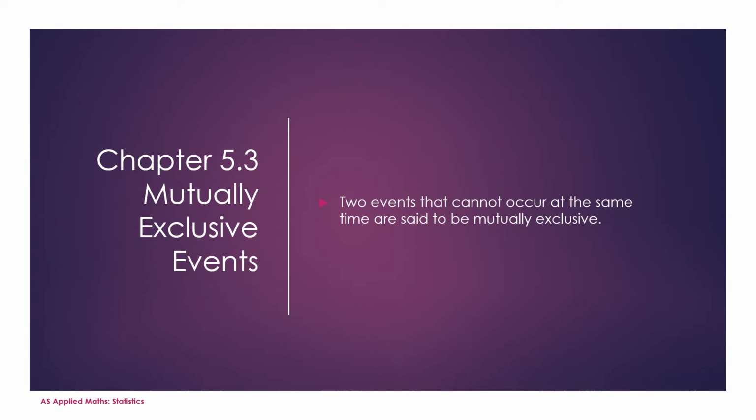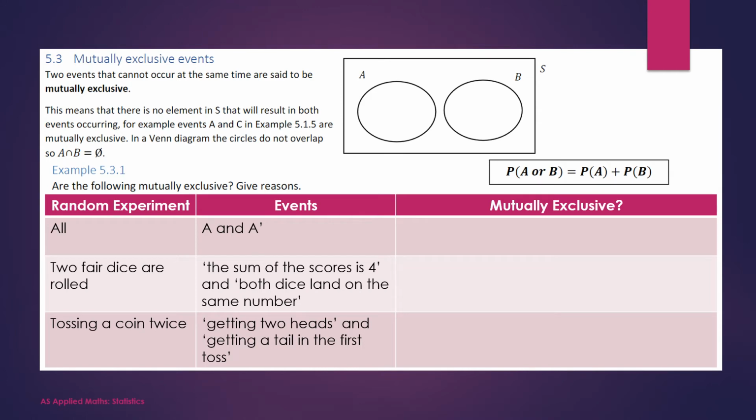AS Applied Maths Statistics, we're looking at chapter 5.3, mutually exclusive events. Mutually exclusive means two events that cannot occur at the same time. They are said to be mutually exclusive. So here we are looking at the mutually exclusive events.